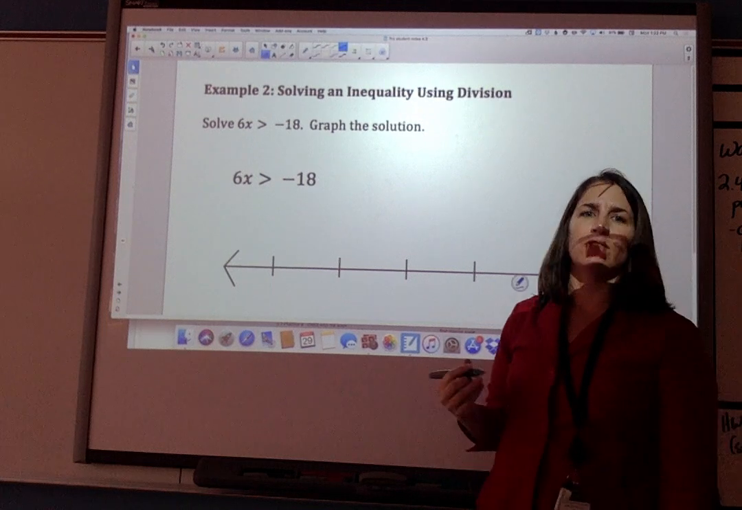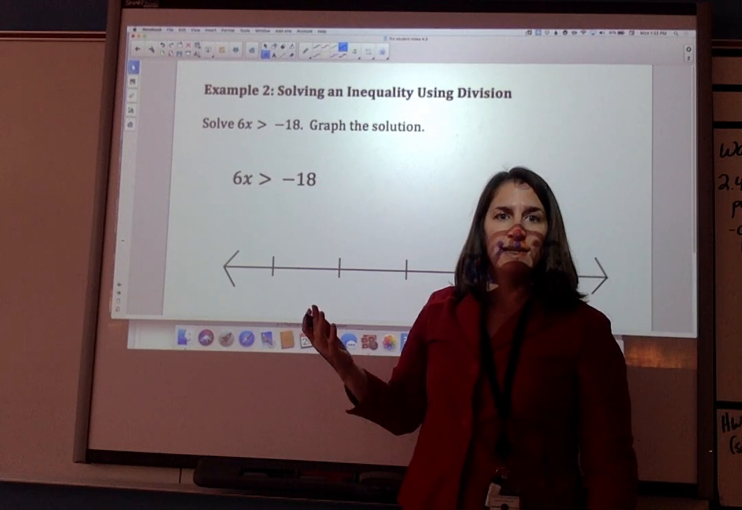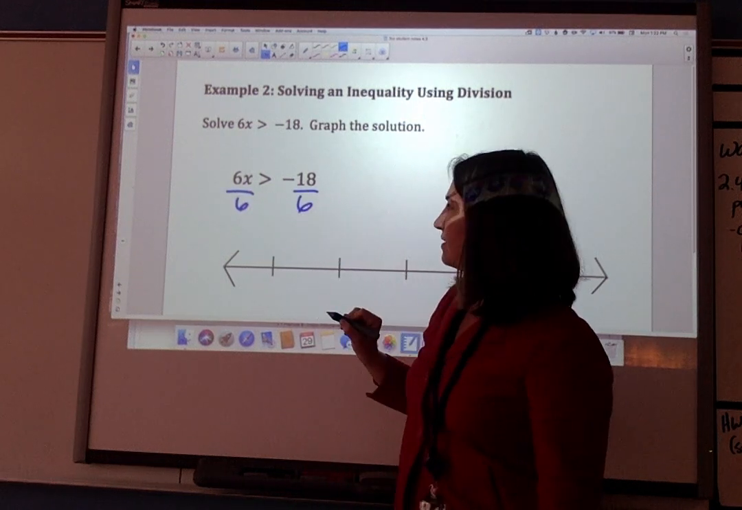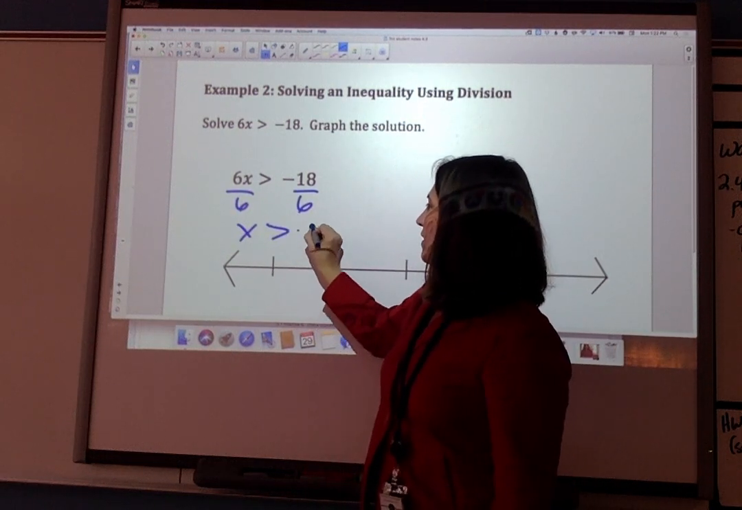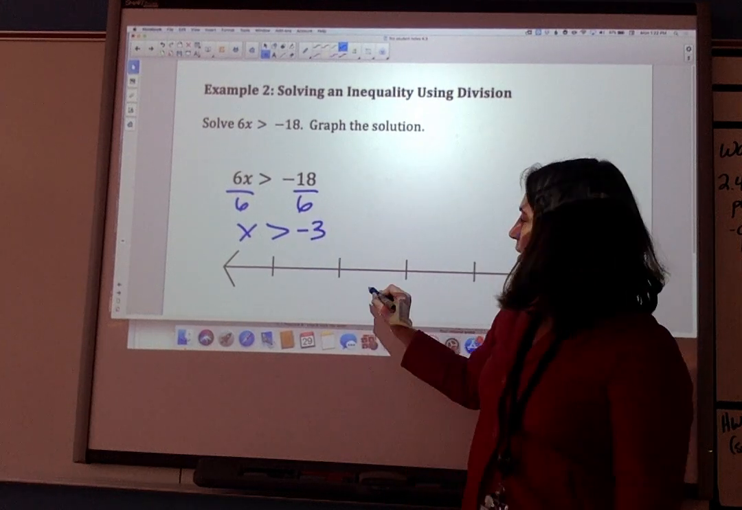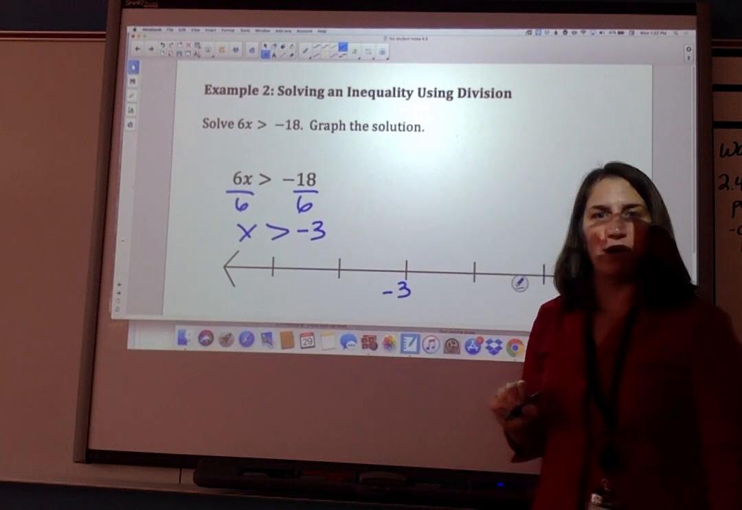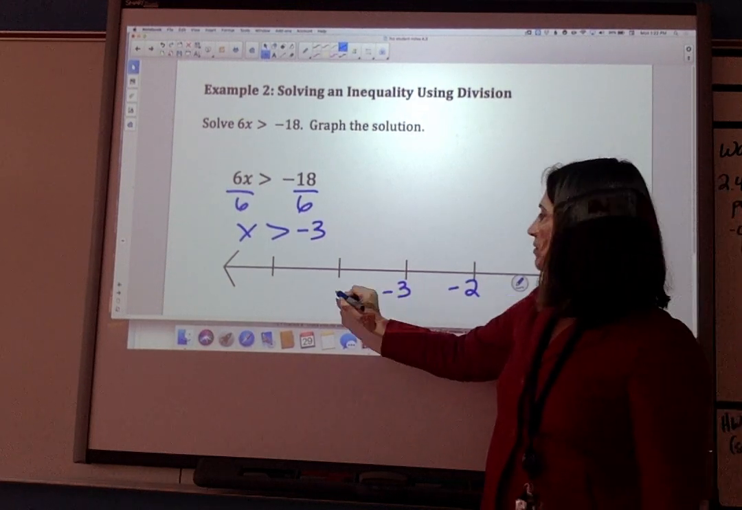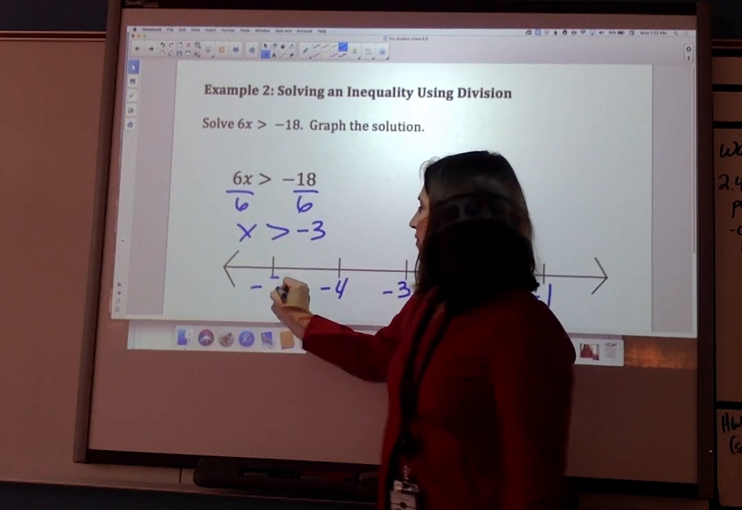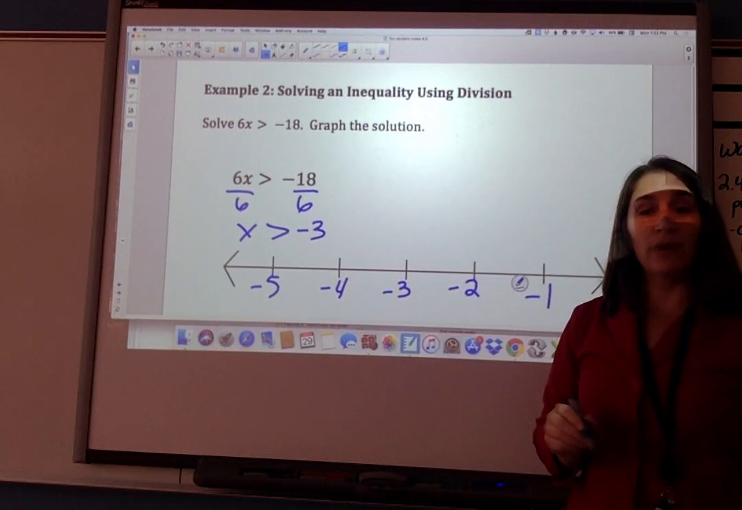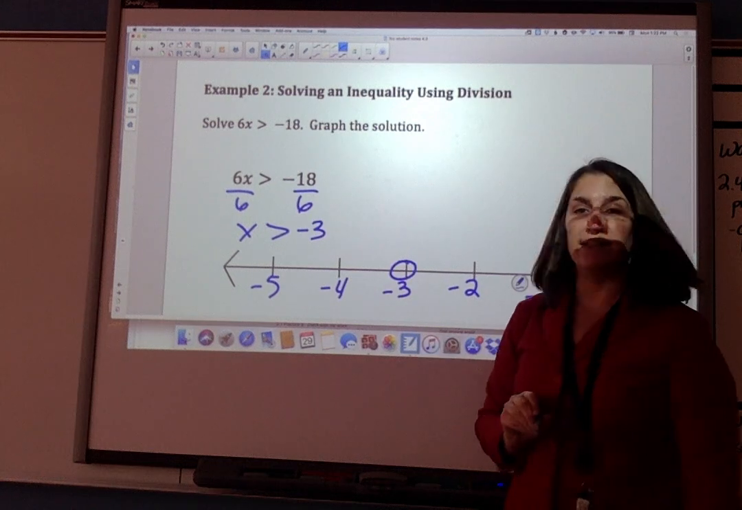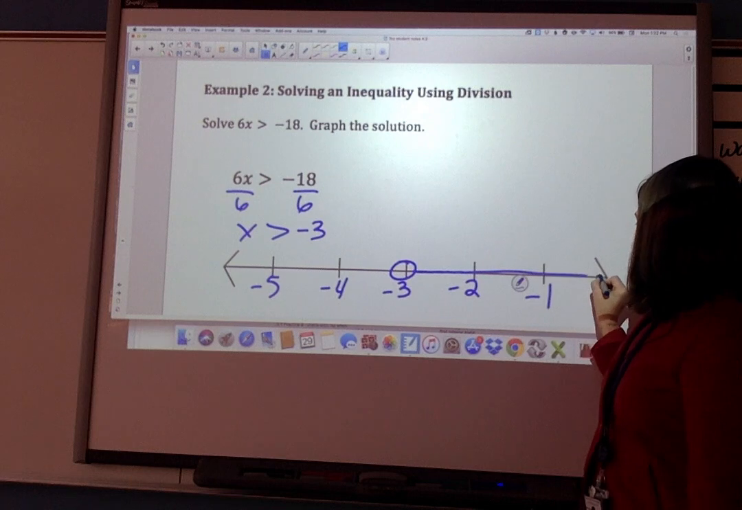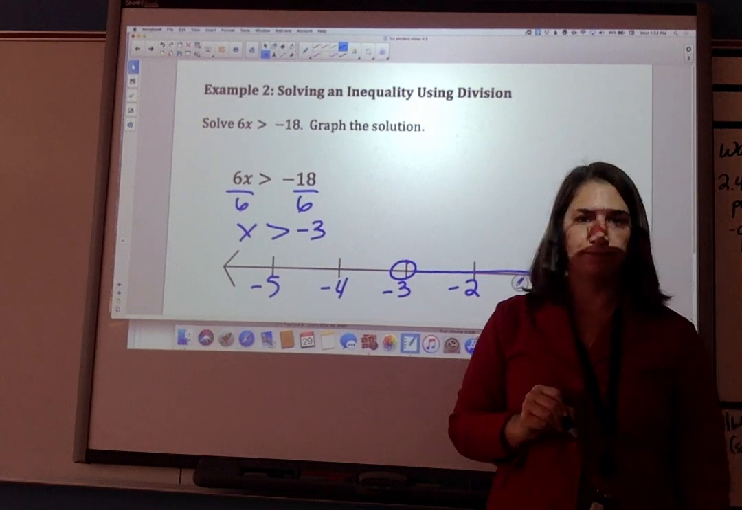Here we have 6x is greater than negative 18. To get x by itself, I'm going to divide both sides of the inequality by 6, and I get x is greater than negative 3. I'll put negative 3 on my number line, somewhere in the middle. This time, let's just count by 1. So I'm going to go negative 2, negative 1, then this direction, negative 4, negative 5. x is greater than negative 3, so negative 3 itself is not a solution. It's an open circle, but it's anything greater than negative 3. So this time I'm going to the right.